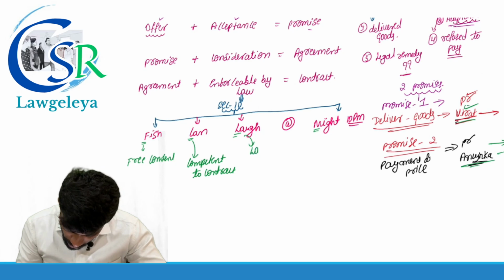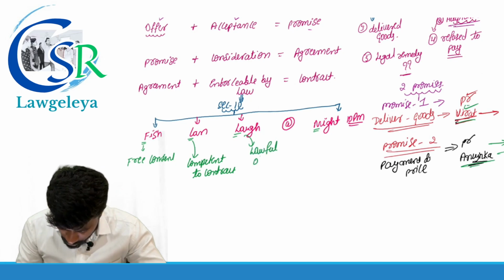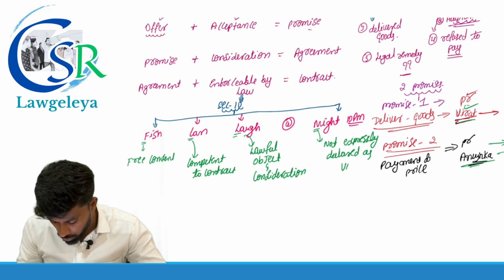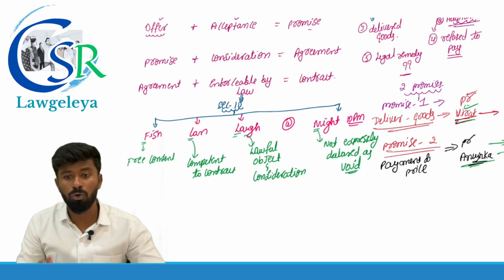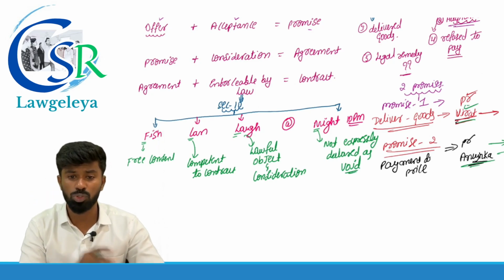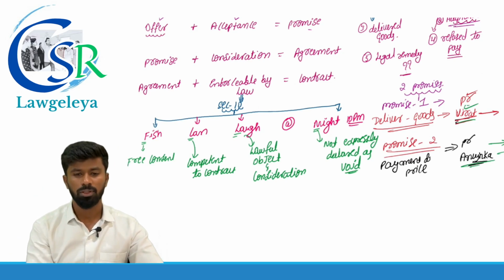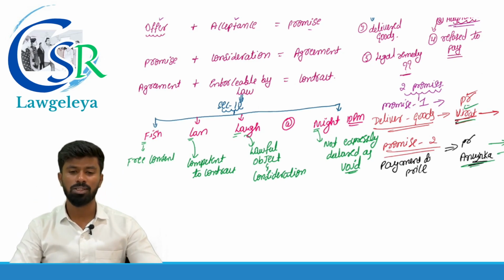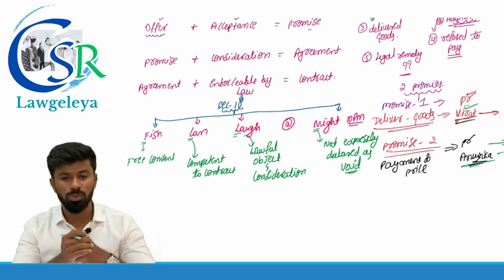Then L means lawful object. Lawful object, and consideration should be there in a contract. And the last one, N, means not expressly declared as void. So these are the 4 fundamental conditions to be satisfied to be a valid contract: free consent, competent to contract, lawful object and consideration, and not expressly declared as void.